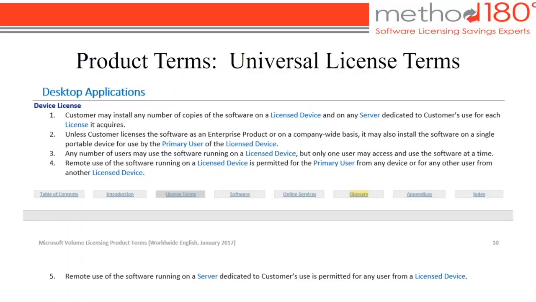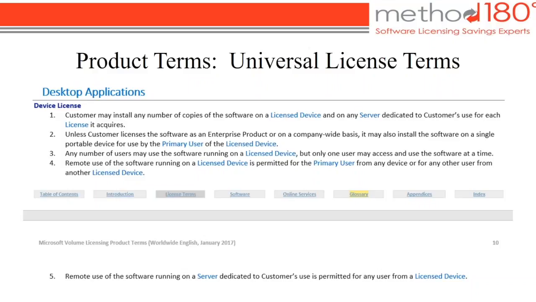So the next thing we have to do is start to look in the product terms to figure out if contractors are exempted anywhere else. When it comes to licensing within the product terms, there are universal license terms and then individual product terms. The universal terms apply to things like desktop applications, the desktop OS, server licenses, server CALs, etc. So what we want to do is look and see whether there is anything within the universal license terms that allows us to pull exemptions, okay?